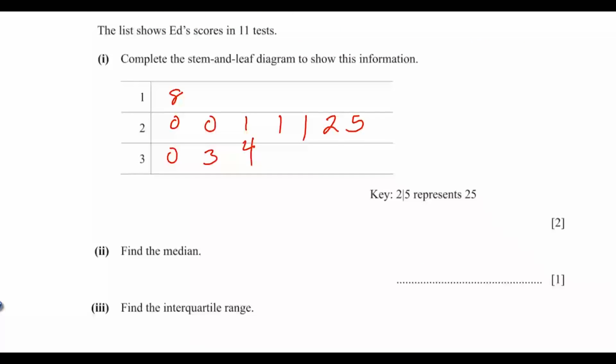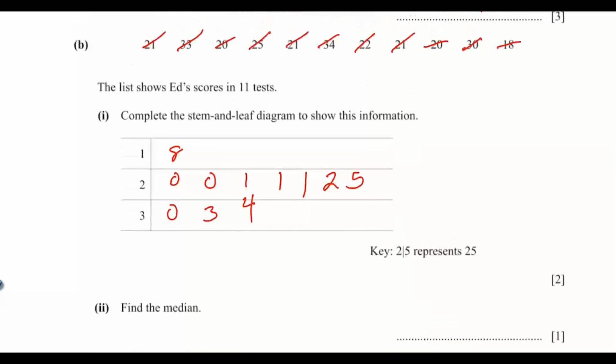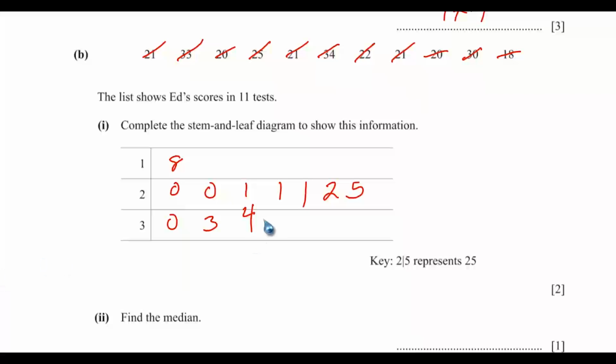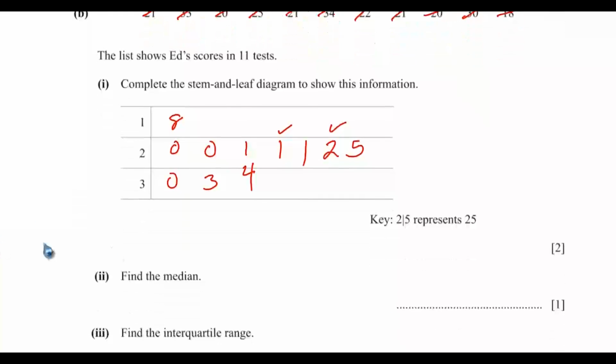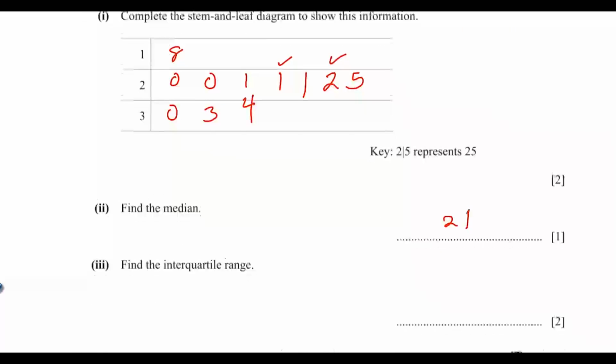Then find the median. So the median will be the middle number, since we have 11 numbers. So let's count 1, 2, 3, 4, 5 will be here. So let's count from the back. 1, 2, 3, 4, 5. Okay, so the median is 21. So we can easily put 21 here. Then find the interquartile range.